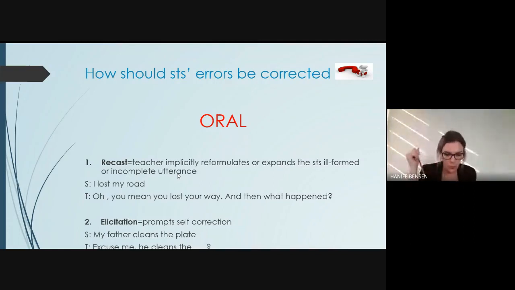So let's look at the example. The student says, I lost my road. And then the teacher says, oh, you mean you lost your way? So in such a structure, we try to make the student find their mistake. Now, according to Richards and Schmitz, recasts have the following characteristics. One, they are a reformulation of the ill-formed utterance. Two, they expand the utterance in some way. Three, the central meaning of the utterance is retained. And four, the recast follows the ill-formed utterance.